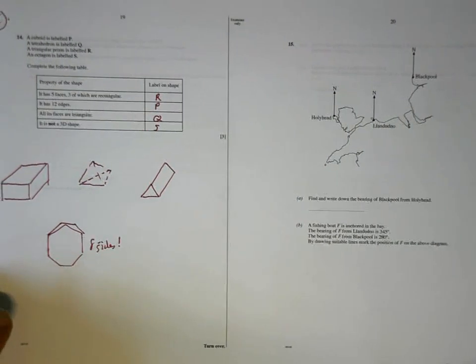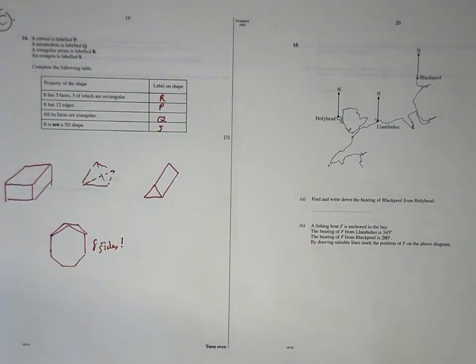So there's only 3 marks for that, even though you have got 4 answers to give. So you get 3 marks for getting them all right, 2 marks for getting 1 wrong, 1 mark for getting 1 right.